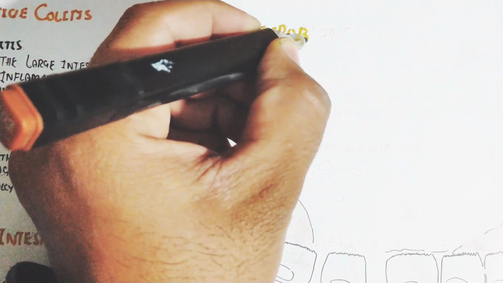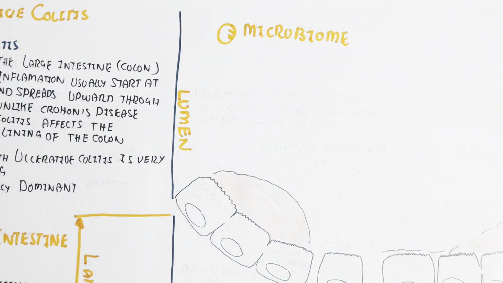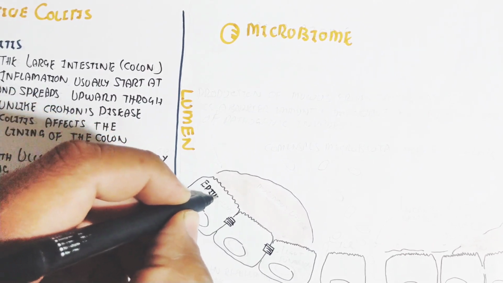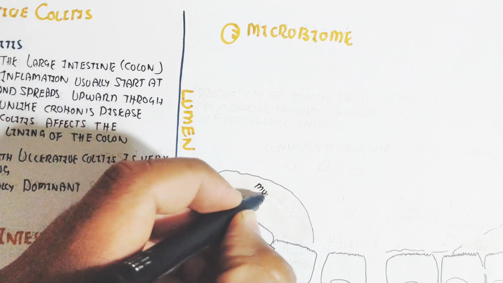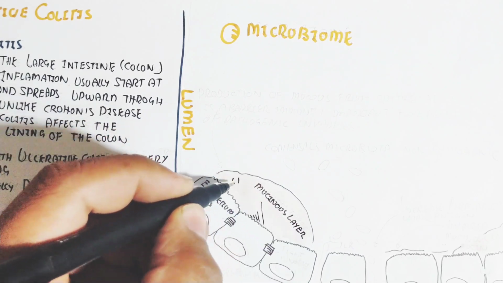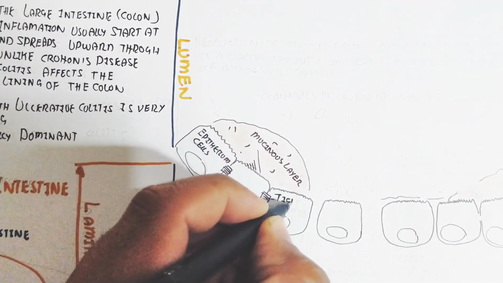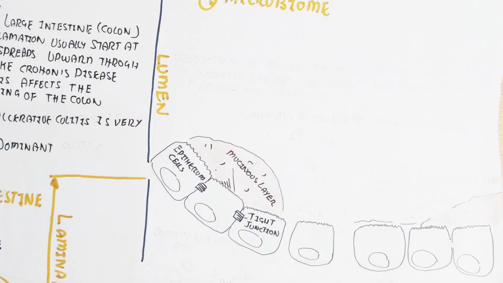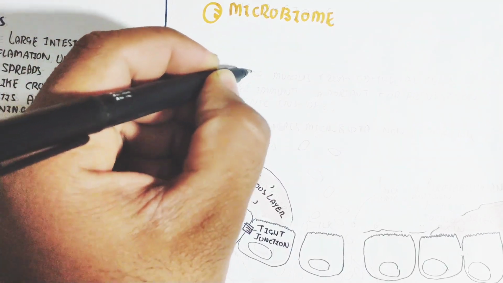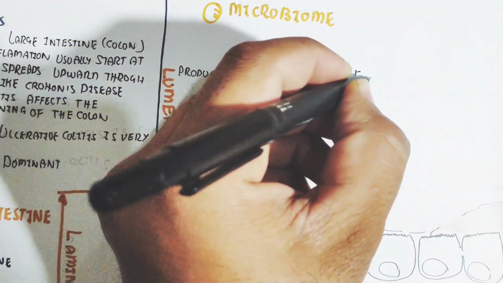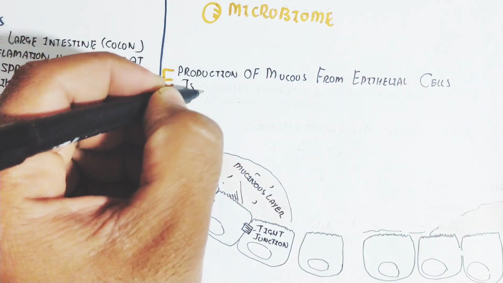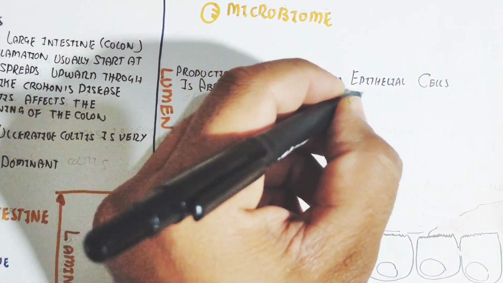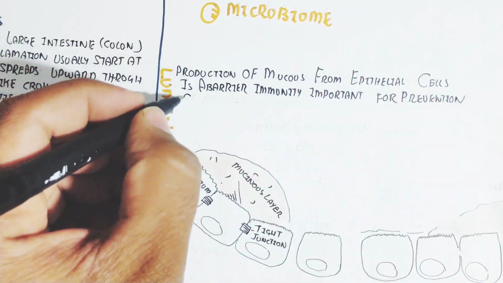This is the production of mucus, which protects against harmful bacteria. This is the microbiome in the lumen, and here is the mucinous layer. It produces the mucin protein, which protects against the pathogen and does not allow bacteria to invade into the lamina propria and blood circulatory system. The production of mucus from the epithelial cell is a barrier immunity important for the prevention of pathogenic invasion.